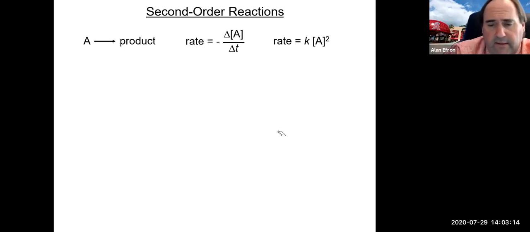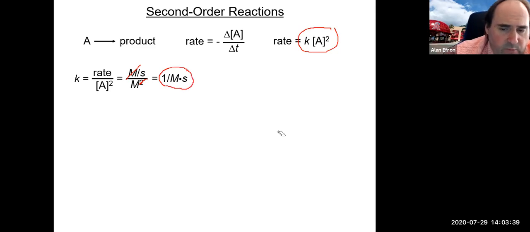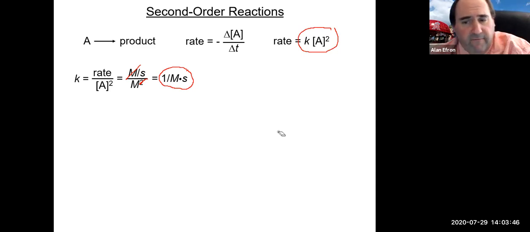And if we get a rate law that is second order, like what we have here, and we look at just the units of the rate constant, we would take the rate divided by the concentration squared, which means one of these molarities will cancel. What that leaves you is the typical units we associate with a second order rate constant: 1 over molar seconds, or M to the minus 1, s to the minus 1.